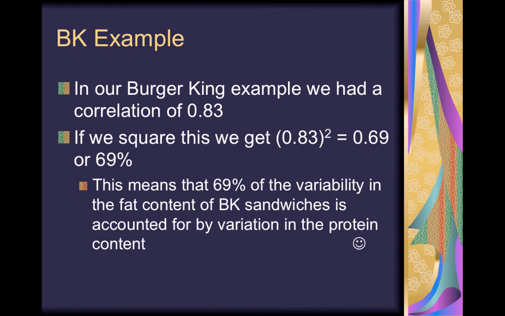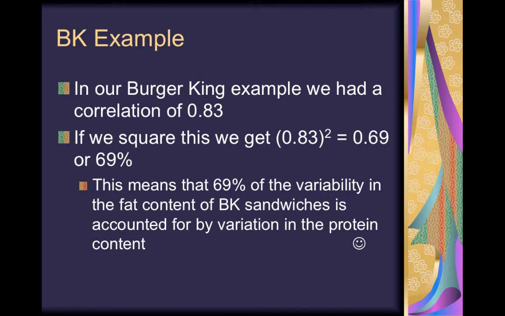So when you are explaining or interpreting your r squared value, you must always say r squared represents the variability of y accounted for by the variation of x, or the variation in x accounts for this percentage of the variability in y. Either way, you can say it going forward or backwards, but that's what you have to say.